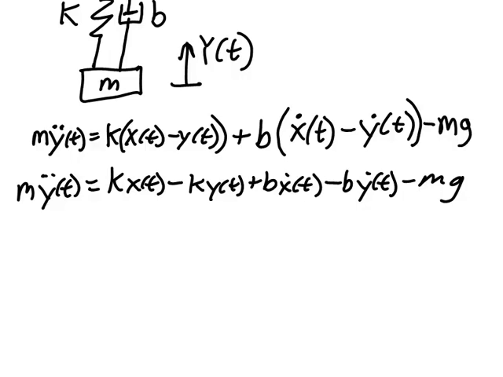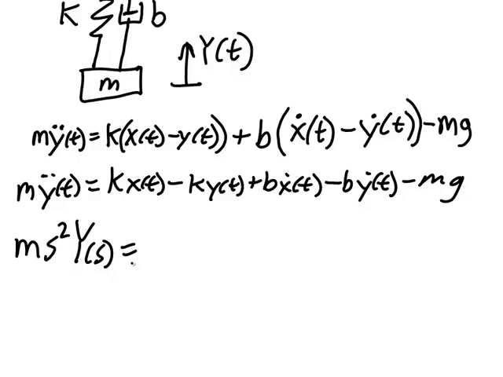Okay, now let's take the Laplace transform. Remember that the general rule when we're taking the Laplace transform is that a derivative turns into an s. So m times y double dot becomes the mass times s squared y of s. When we do this, we're assuming that the initial conditions are 0.